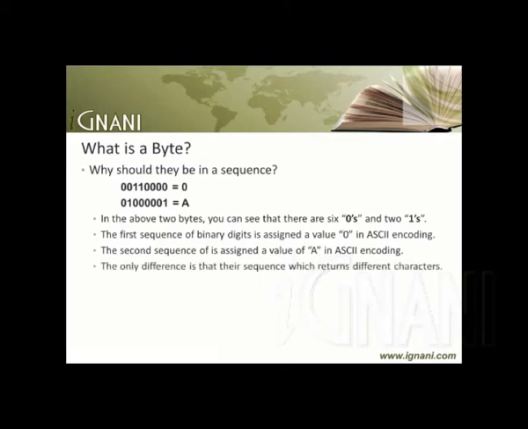While in the first sequence, the third and fourth digits are ones, the second sequence contains the second and the eighth digits as ones. In this example, you can find out why it is so important to have the bits in a sequence, and not just in any order.